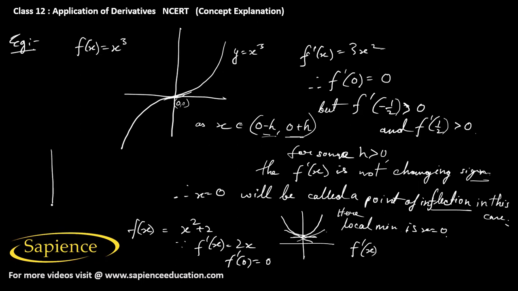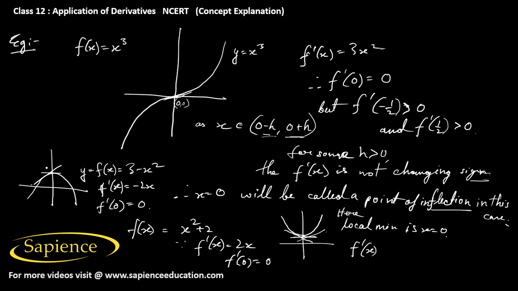Therefore, it is a local minima. And suppose the graph is like this, if you take the function y equal to f of x equals 3 minus x square, then f dash x will become minus 2x. So f dash 0 will become 0, and f dash x will change from positive to negative. So this point will be the local maxima. In this case, the local maxima of this function will be x equal to 0.